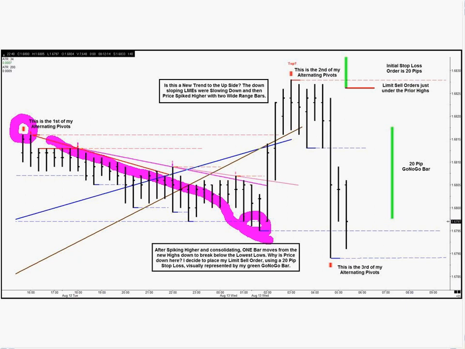I'm glad I'm not short. I would have got stopped out if I'd entered a short here. I watch. Price makes a high. No follow through at all. You've seen these in the past webinars.